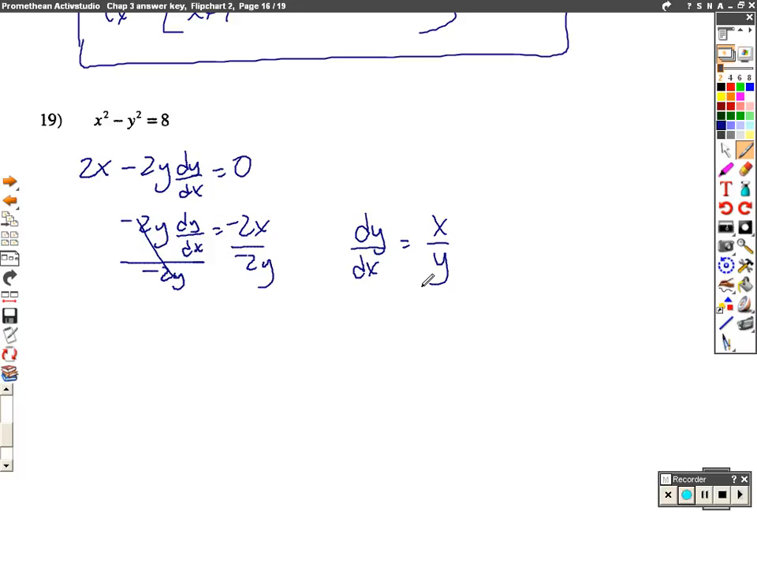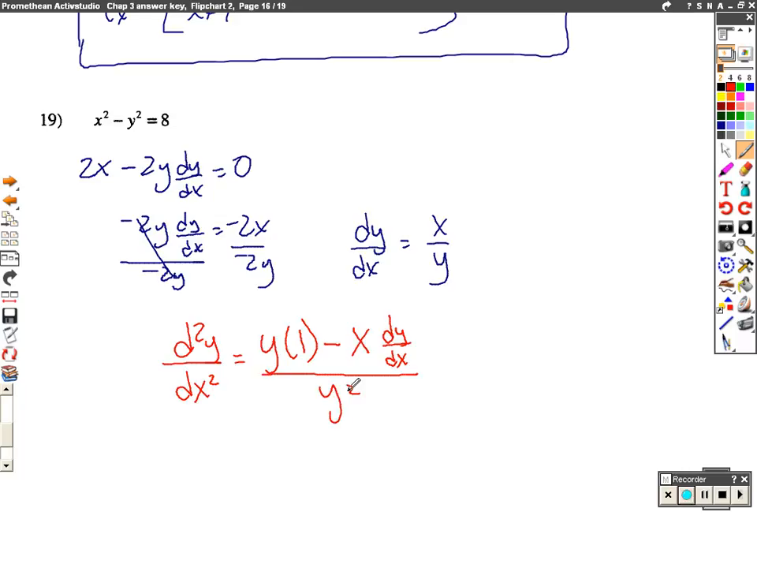At this point, we want an expression for d squared y, so we're going to switch gears here and take the derivative again. The derivative of dy dx is d squared y over dx squared. That means the second derivative. We need to use a quotient rule. So we've got low times the derivative of x, which is 1 dx dx, minus x times the derivative of y, which is 1 dy dx, over y squared.